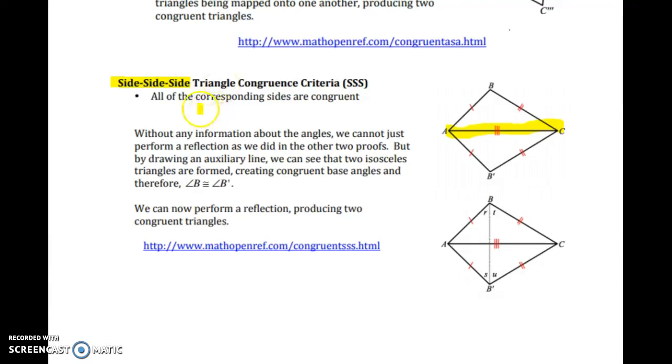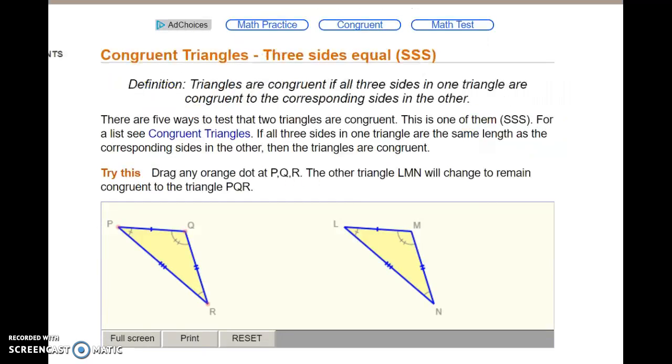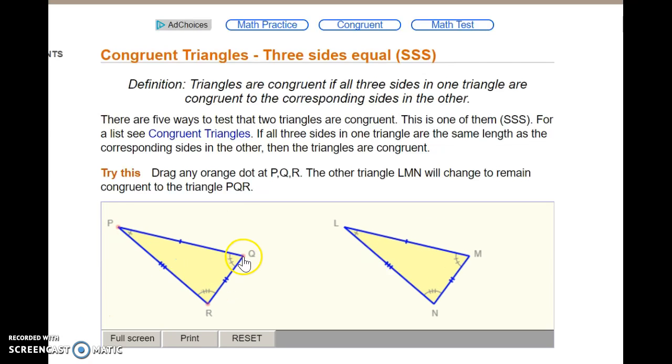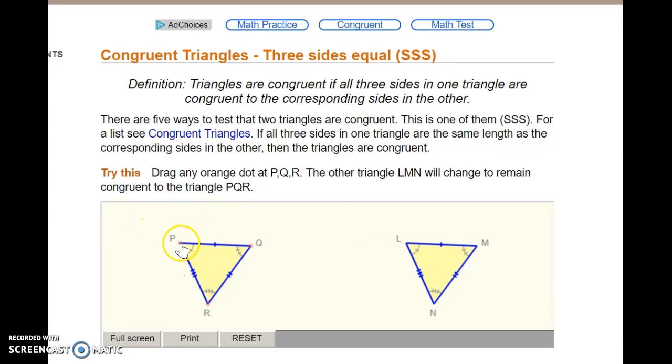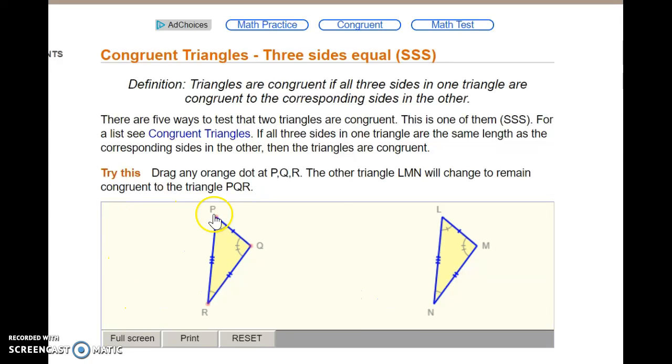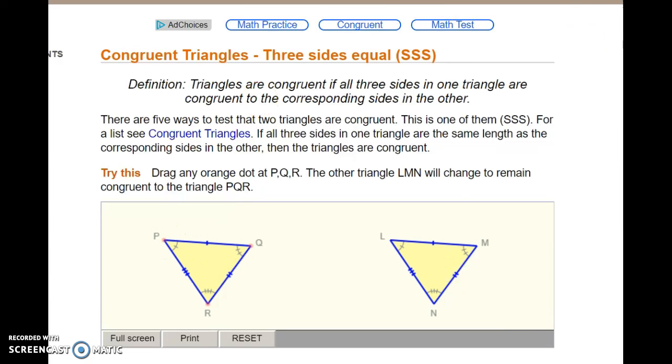Again, there must exist a rigid motion or a sequence of rigid motions that maps these triangles together. However, we don't need to show that all the corresponding parts are the same. In this case, we can just show side, side, side. So if I look back at this example, I can adjust the length of QR, and the triangles will remain the same. I can adjust the length of PQ and PR, and the triangles will still remain congruent to one another.